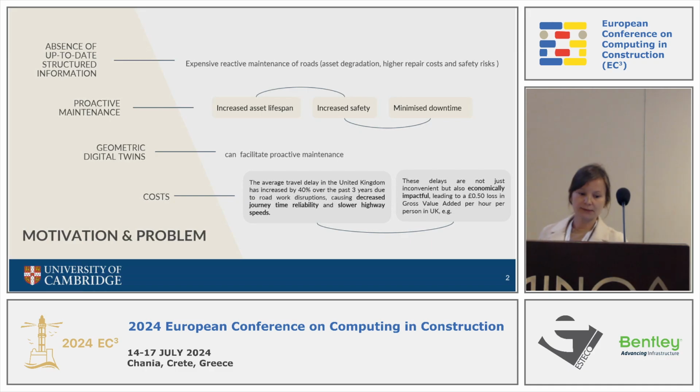For example, if we consider the United Kingdom case, we can see that over the past 3 years, the average travel delay increased by 40%. And this is mainly due to road work disruptions. We just close one lane here and there, or we close whole roads, and it takes a lot of time to repair that. Basically, we no longer rely on journey time estimations. There are always traffic jams, and we now have slower average speeds in the UK.